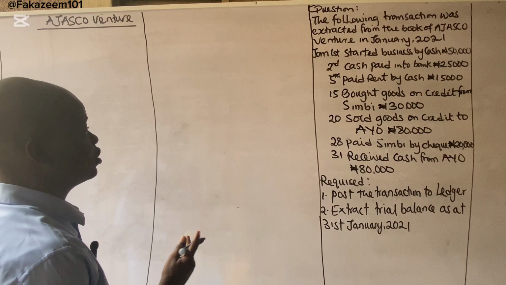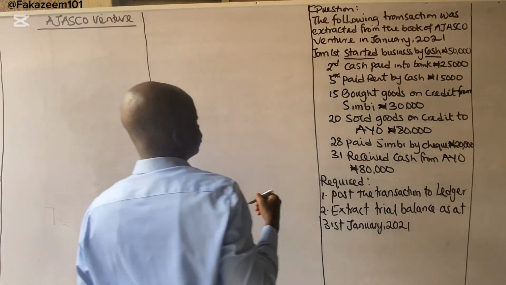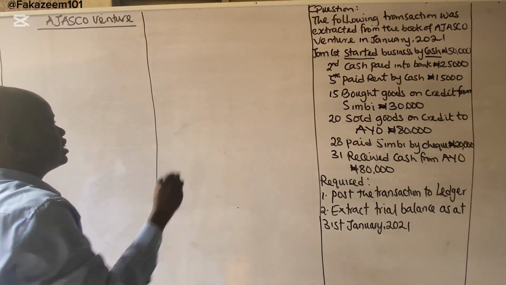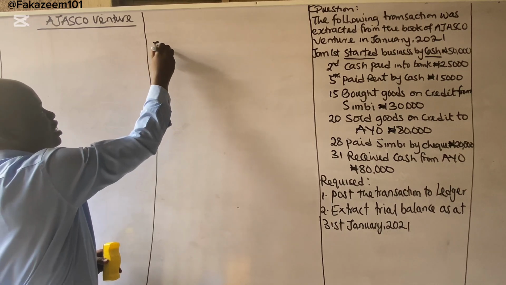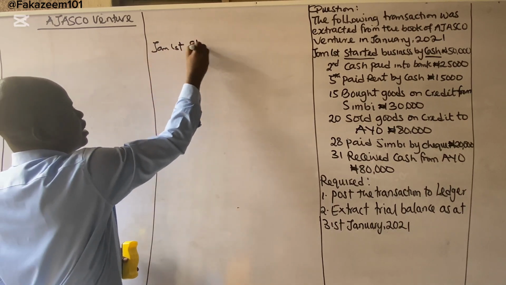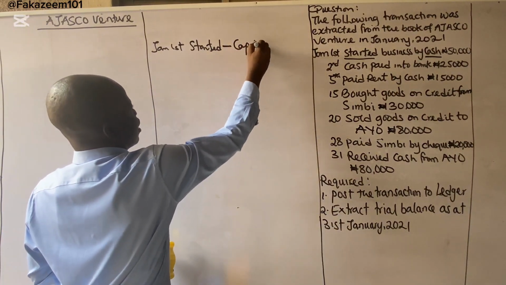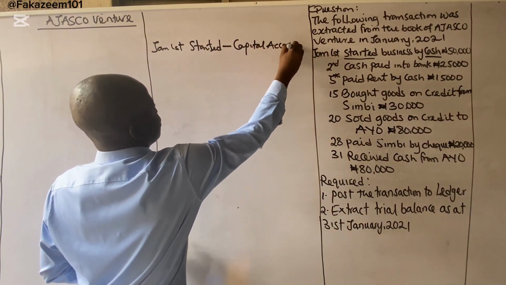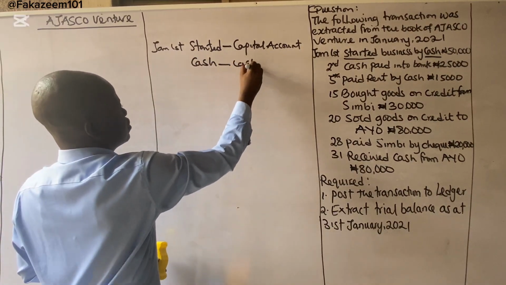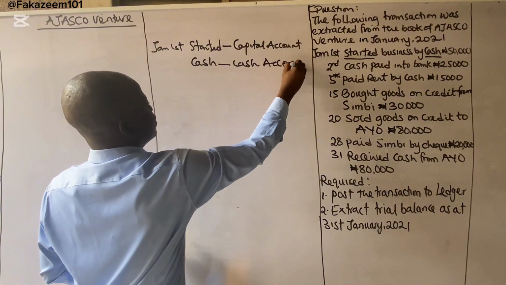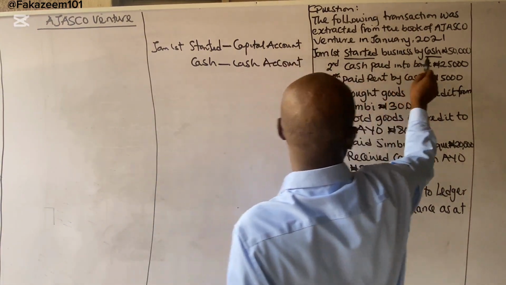Now, let's solve the question. The first transaction says, started business by cash, which is January 1st. If we are solving that, on that January 1st, the one started there, you write it as capital account. And by what? Cash. That is cash account. I've identified the two accounts here: the capital account and the cash account.